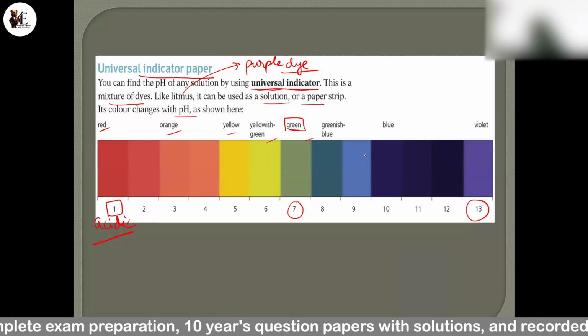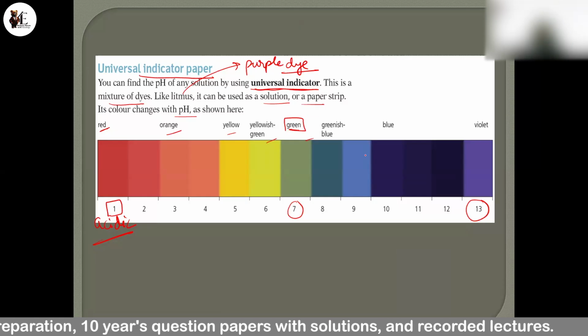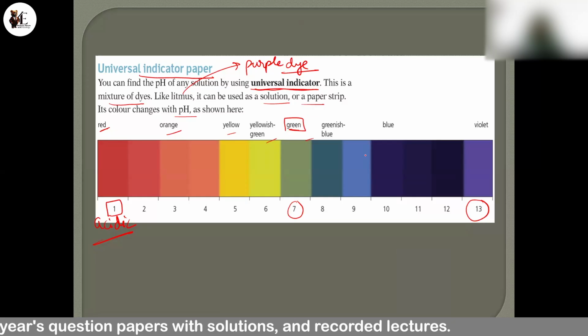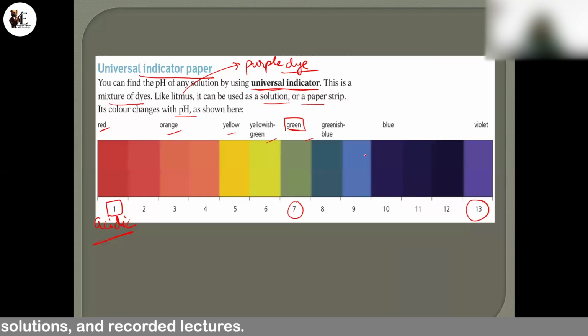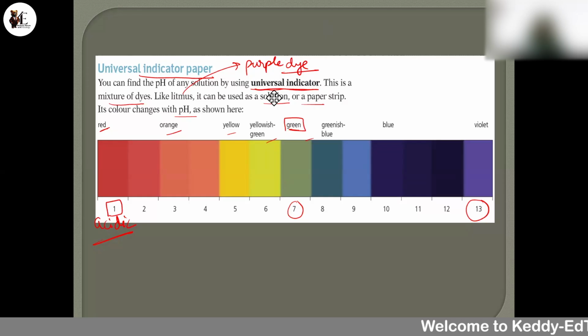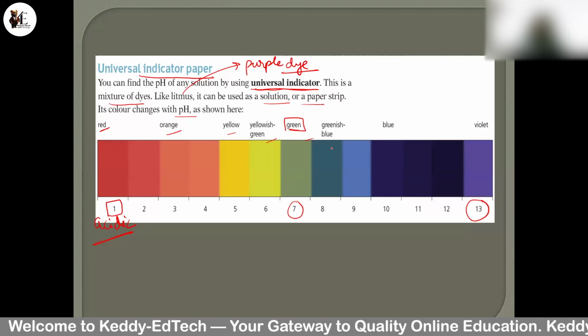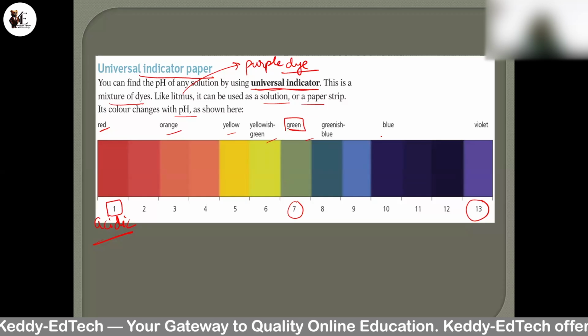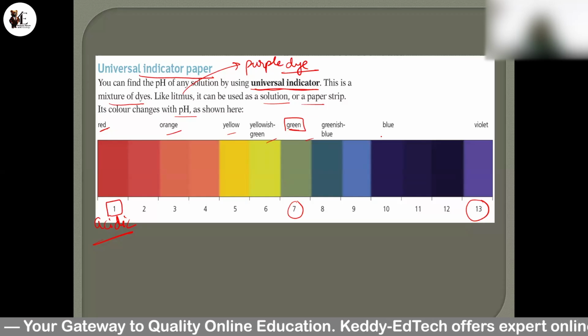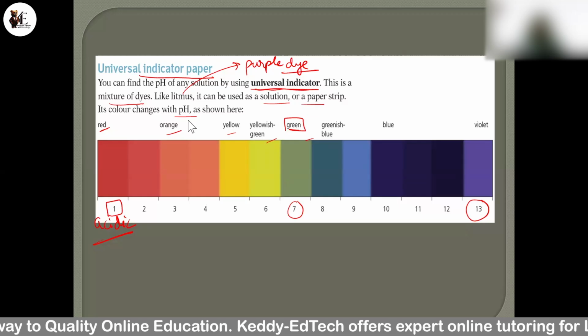Okay. So in the last class, we discussed the pH paper, right? pH 7 is neutral, pH less than 7 is acidic, and pH greater than 7 is alkaline. Now we are learning about the universal indicator paper. It is a solution or a paper strip which changes color over a wide range of pH values. So it allows us a general estimate of a solution's acidity or alkalinity. It is a mixture of different indicators, each changing color within a specific pH range.